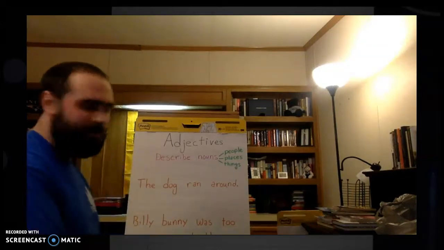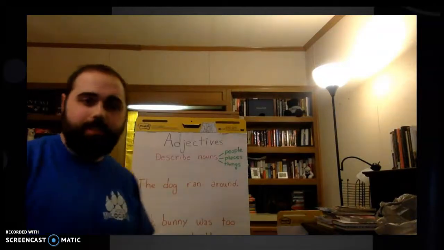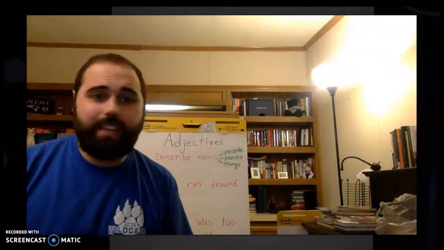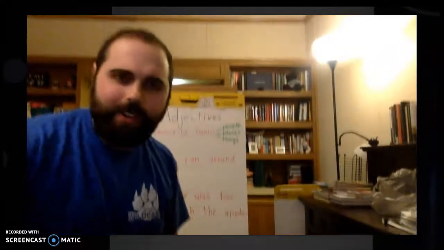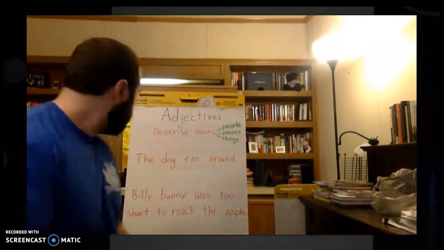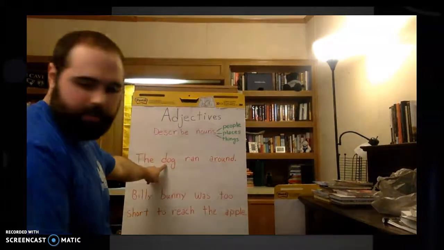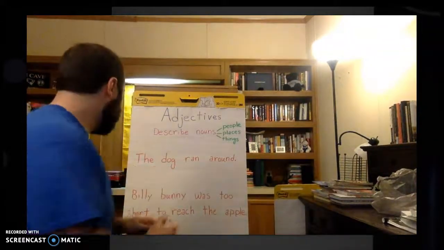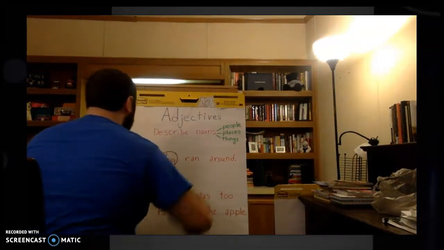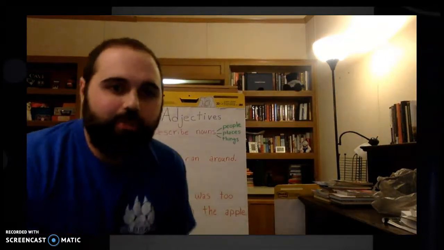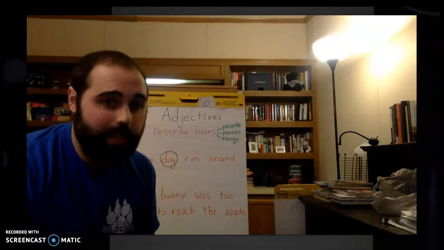All right, let's look at the first sentence. The dog ran around. Very basic sentence, isn't it? Doesn't have any of those juicy words that I was just talking about. So, let's figure out what that noun is in there first. People, places, things. I'm spying it right there. Dog, right? That's the thing. Some people call it a person. However, we have no words in there describing the dog, do we?